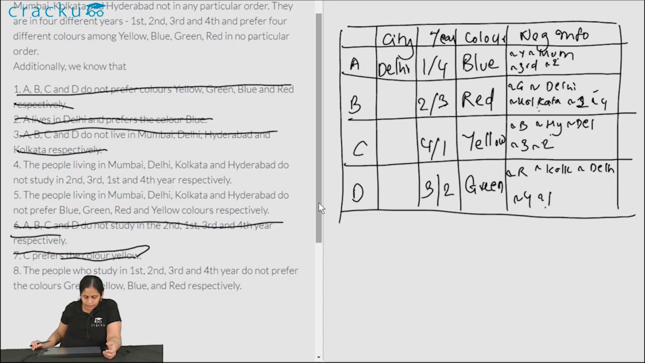So the person living in Mumbai does not study in the second year. So this guy is Delhi or Kolkata, not Delhi, not Kolkata. So it is Hyderabad or Mumbai. Then again this guy is not Delhi, not Kolkata. So again this guy is Hyderabad or Mumbai. So the Hyderabad or Mumbai would be over here, which would mean that of these two, one would be Hyderabad, one would be Mumbai.